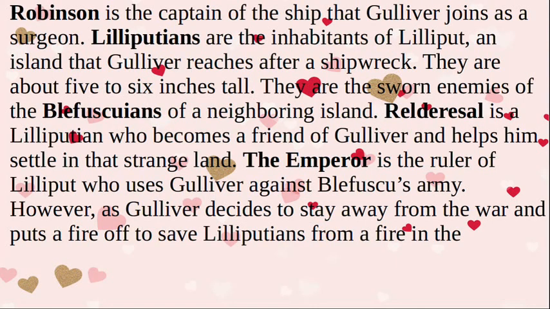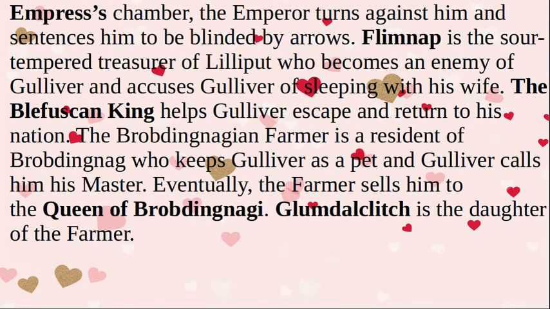Reldresal is a Lilliputian who becomes a friend of Gulliver and helps him settle in that strange land. The emperor is the ruler of Lilliput who uses Gulliver against Blefuscu's army. However, as Gulliver decides to stay away from the war and puts out a fire to save Lilliputians in the emperor's chamber, the emperor turns against him and sentences him to be blinded by arrows.